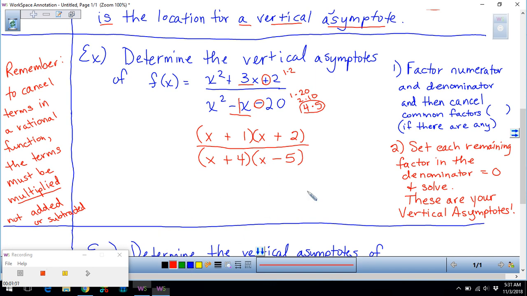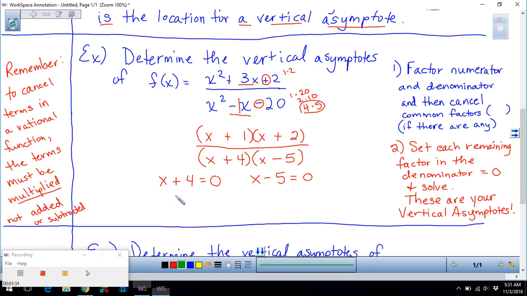So our next step, according to step 2, is to now take each factor in the denominator, x plus 4 and x minus 5, and set them equal to 0 and solve. So we are going to take x plus 4, set it equal to 0, and solve it. And we're going to take x minus 5, set it equal to 0, and solve it.